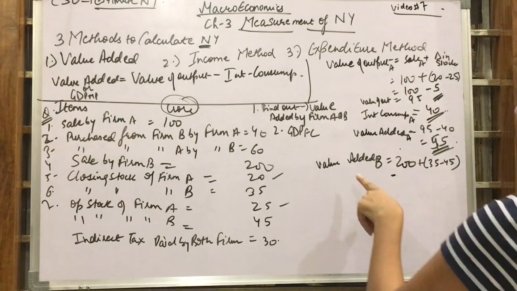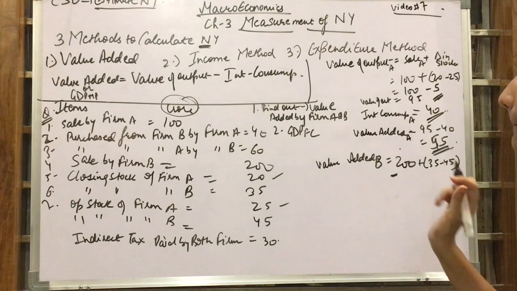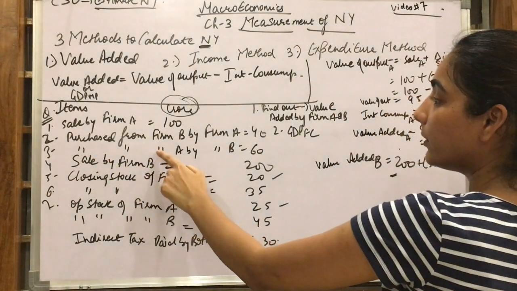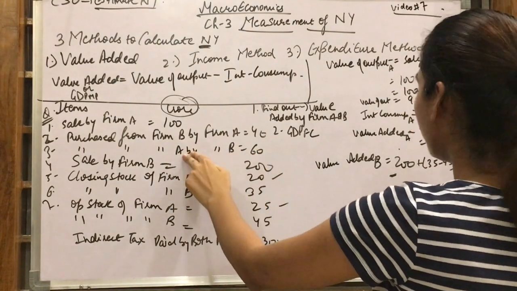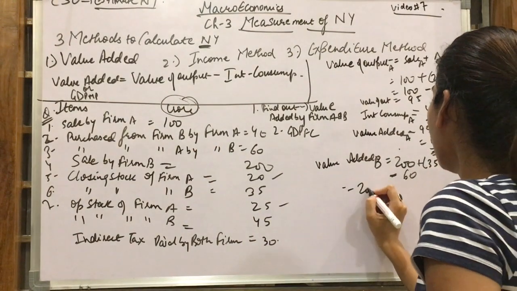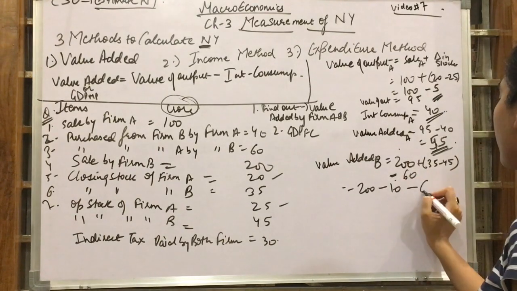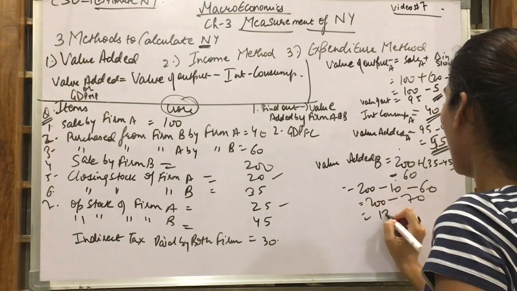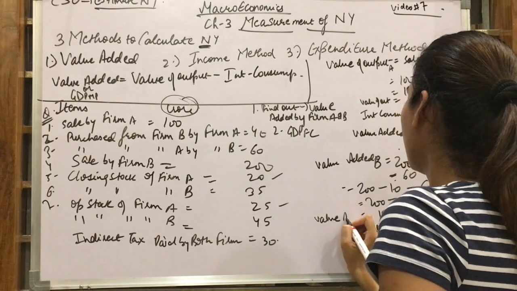Then we have the minus intermediate consumption. Intermediate consumption is the purchasing of the raw material. So purchase from firm A by firm B. That means firm B has purchased 60 crore from firm A. So we'll write minus 60. Now 200 plus 35 minus 45 is minus 10, and then minus 60. So 200 minus 70 is 130. So value added under firm B is 130.